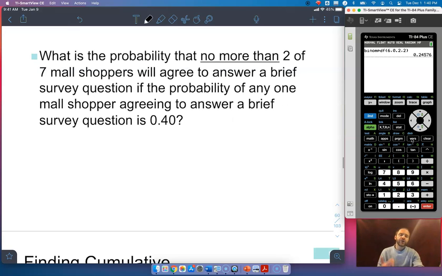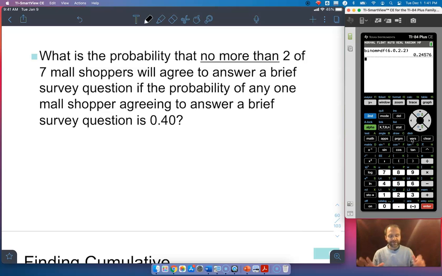What is the probability of having no more than 2 of 7 mall shoppers agree? I'm going to check the bins, and I'm going to write it down. Is it binary? They either agree or disagree. Binary. Is it independent? One person's opinion is not going to affect another person's opinion, great. Is there a set number of trials? Yes, there's 7, so n is 7. Is there a set number of successes? Well, there is. No more than 2. You're either going to look for 0, 1, or 2.